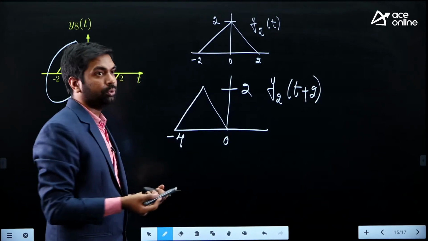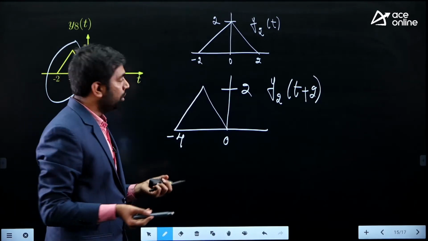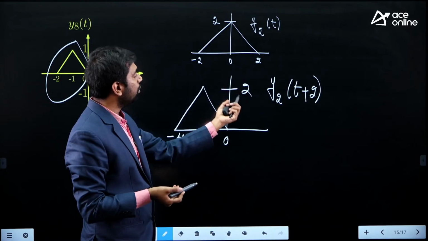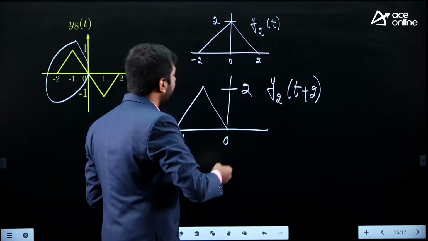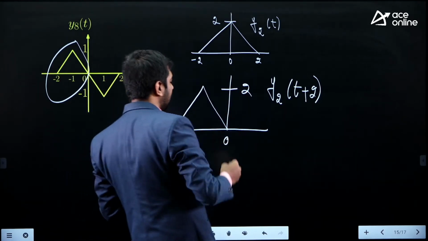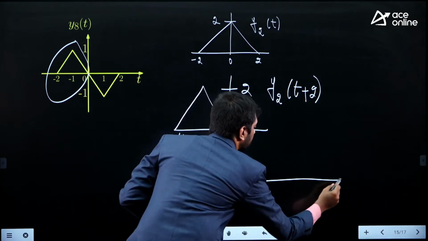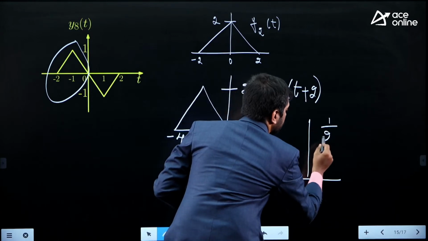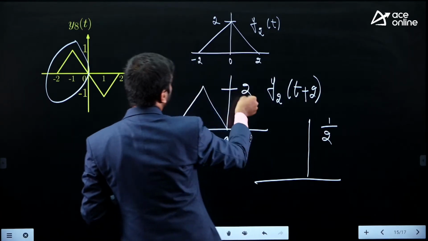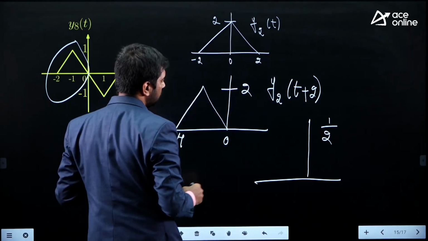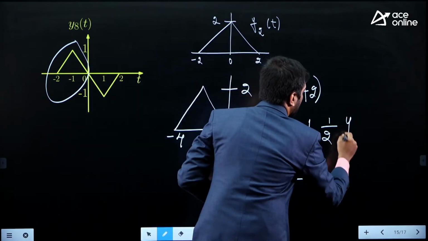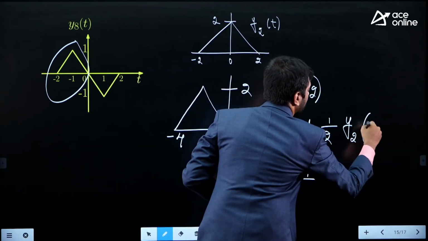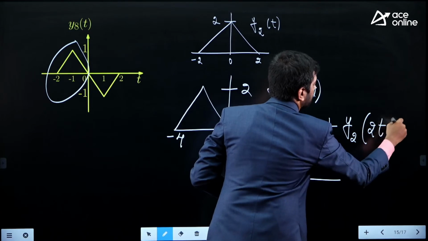After this, what I am supposed to do is compress it. Not just compression, I should also take care of this factor. So I'll divide it by 2 and I will also compress. So what I am going to get is something like this. I'll first write the expression. So it's 1 by 2. Why 1 by 2? To counter this 2, I need 1. So 1 by 2 y2 of this time compression. So it's 2t plus 2.